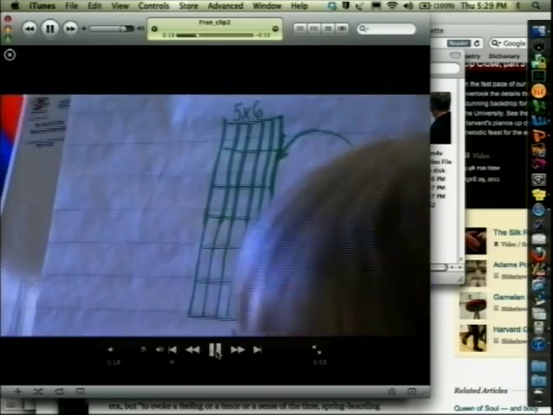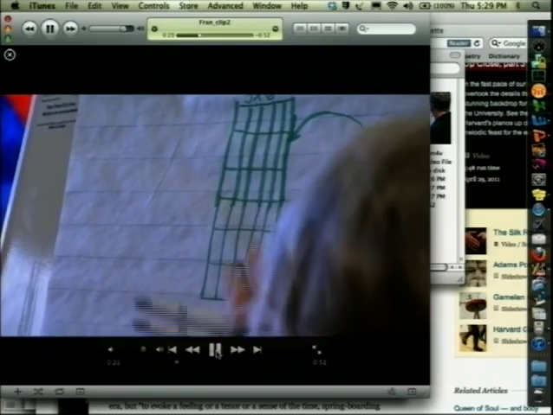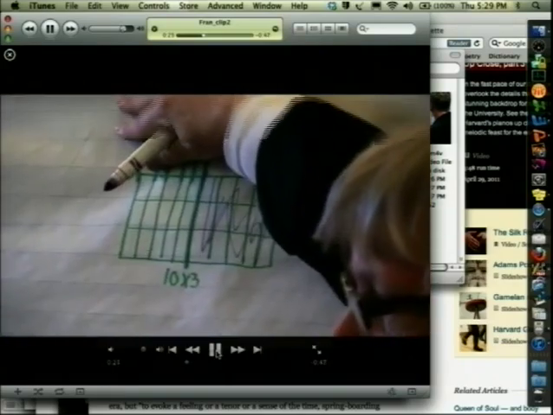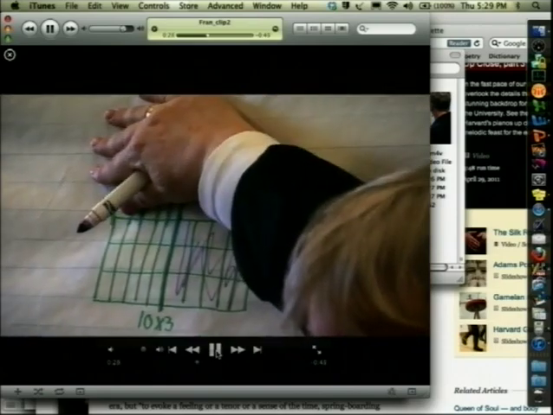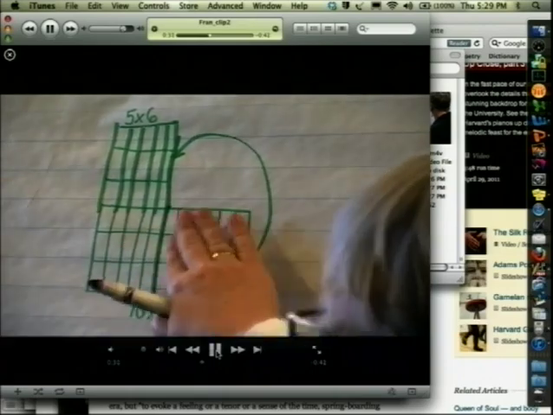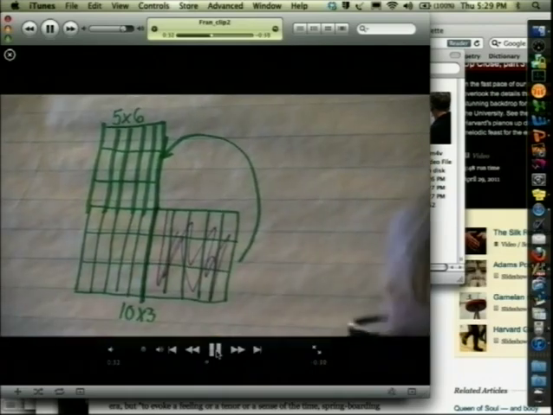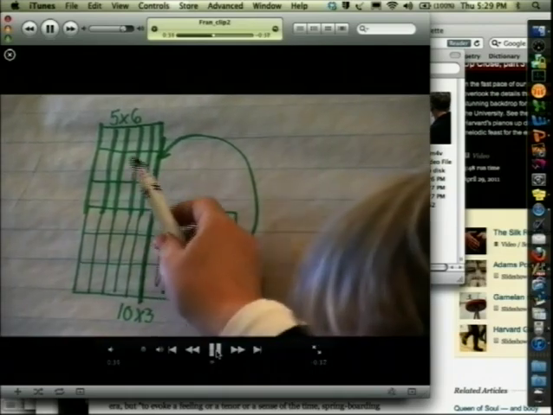So who can say what he shaded and how much of the 10 by 3 array did he shade in? You shaded in half of it. So you took half of the 10 by 3 array, and Lily did too. And then what did you do? And then I added it on top.